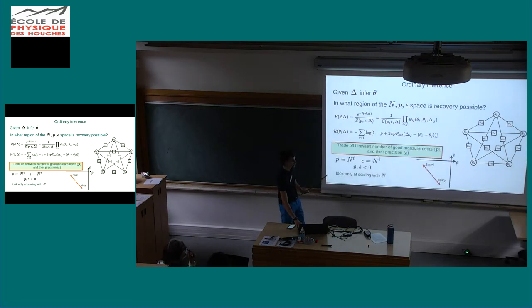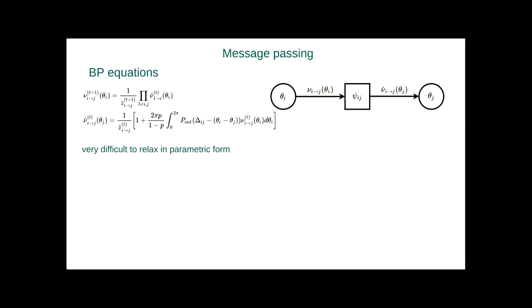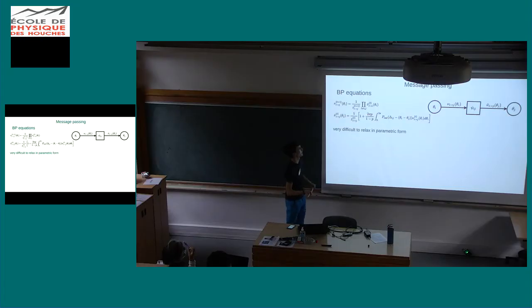Are they modulo 2 pi, the angle? Yes, it's all modulo 2 pi. We're all on the circle, and this gives quite a lot of problems. So if you're like me, the first thing you do is you hit this problem with BP and other message passing techniques. These are the equations. One would like to relax them in parametric form, but unfortunately, this is quite hard to do. For example, you would like to do AMP or stuff like that.